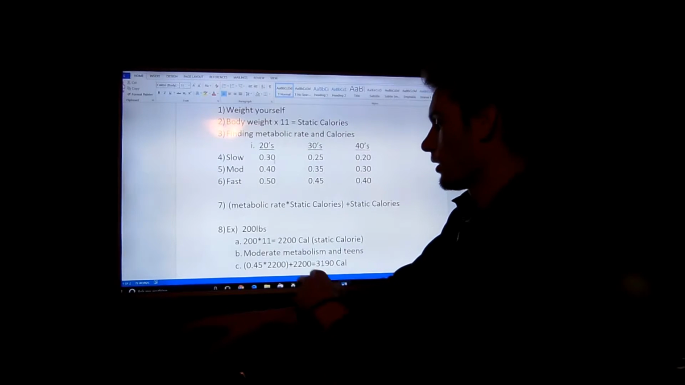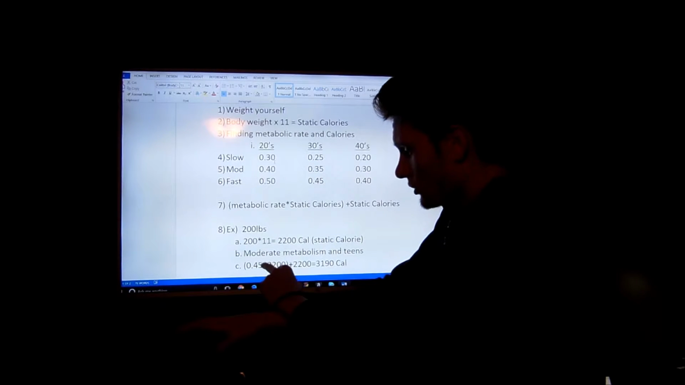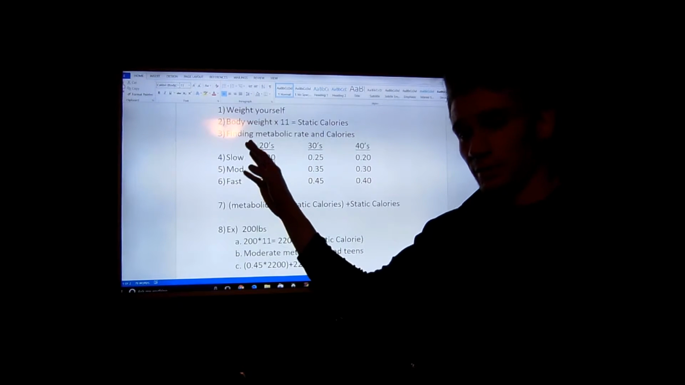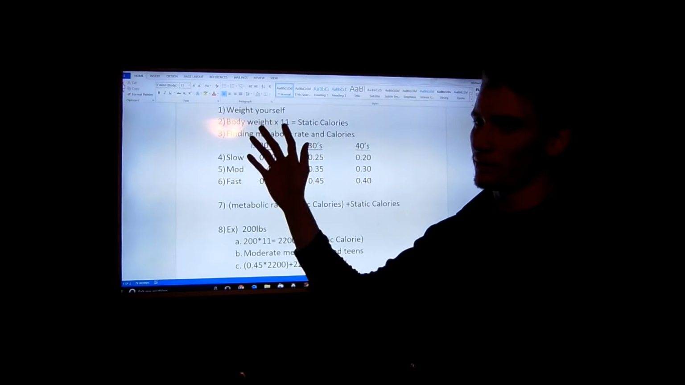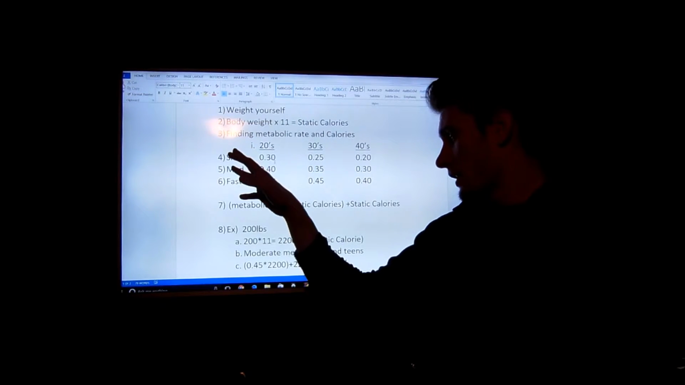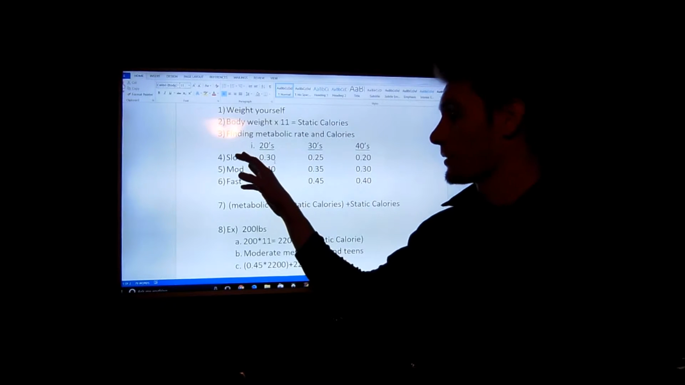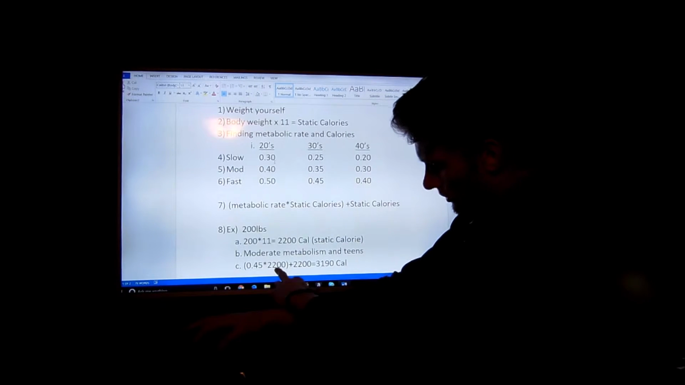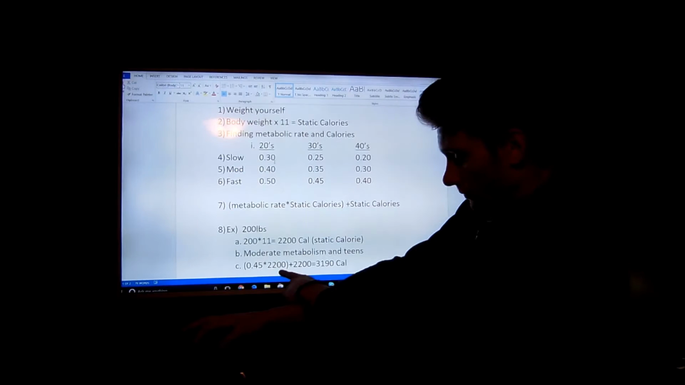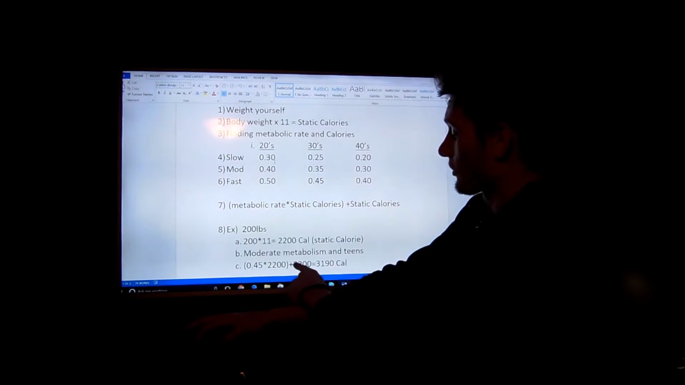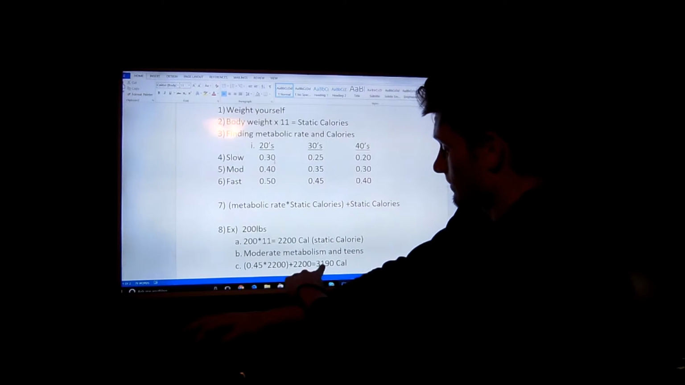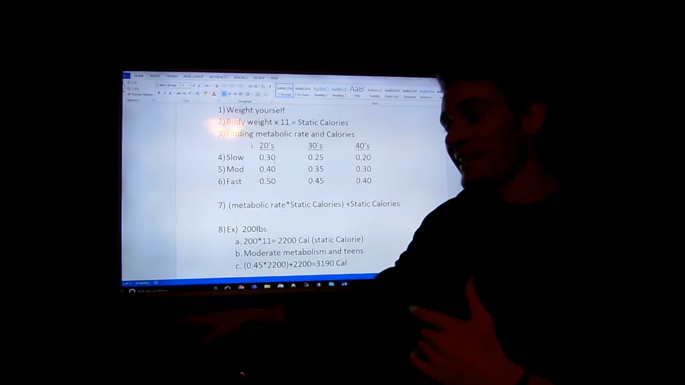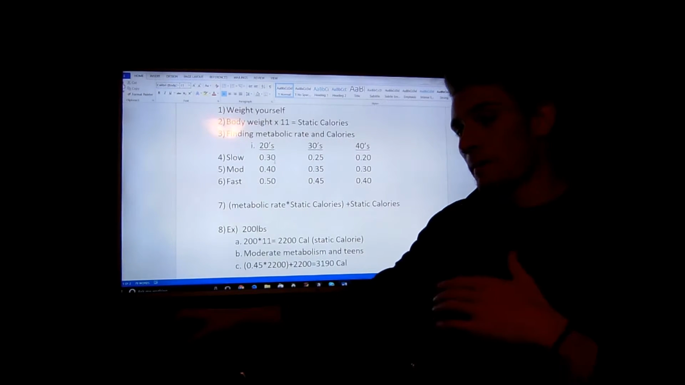Next you're going to find your metabolism rate. Like I said, I'm a teen, I'm 19, almost 20, so I'm going to stay with teens for right now. I would say I'm a moderate metabolism, so I'd be a 0.45. So 0.45 times my 2,200 calories, which I found up here. You multiply that together, and then add the static calories again, the 2,200, which gives me 3,190 calories. That's my base calories, the amount of calories I can eat a day to maintain my weight.